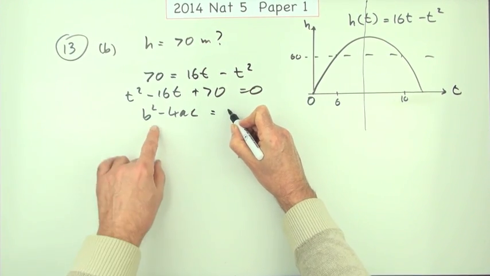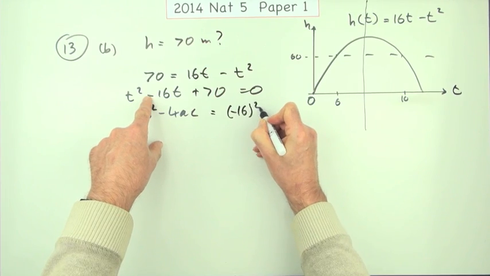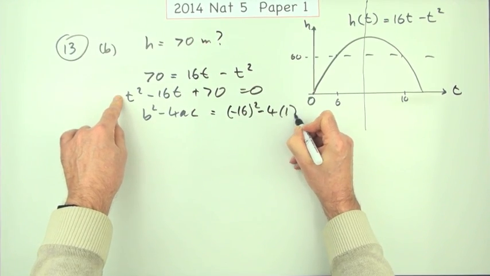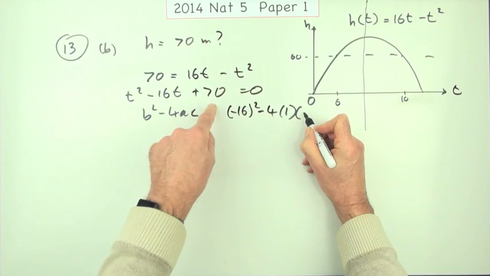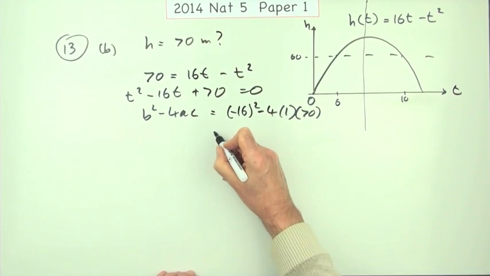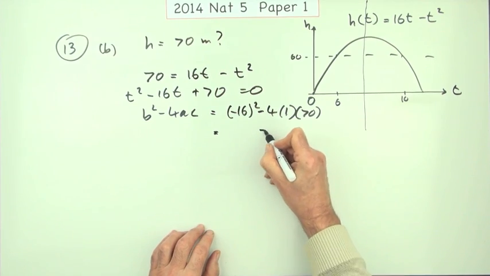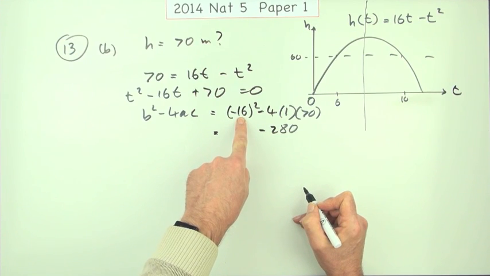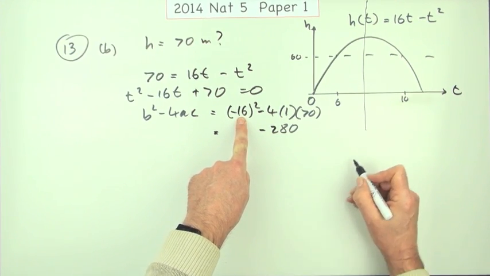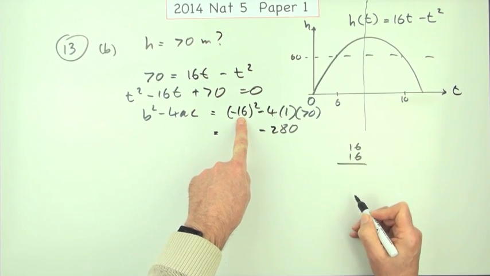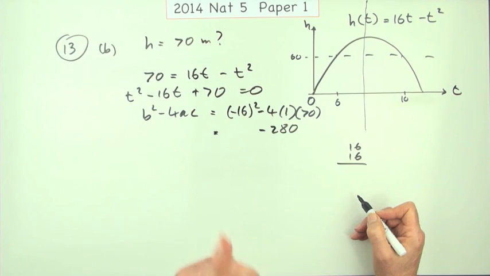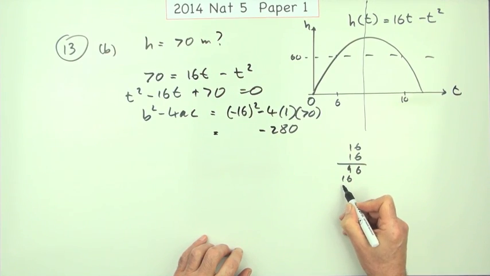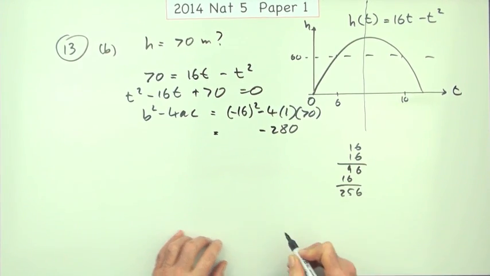Well, that would equal negative 16 squared, just the coefficients, minus 4 times the coefficient of t squared, which is 1, times 70. But a calculation here, unfortunately, well, this bit's not too bad. That's minus 280. 16 squared, you might do that all sorts of different ways. I'll just put it down to the side. You might know 16 squared. That'd be quite good. 6 sixes are 36, 3 over, 96, and a 16 is 256.